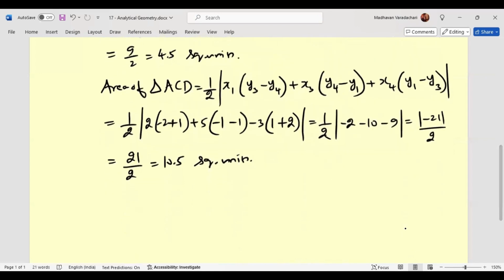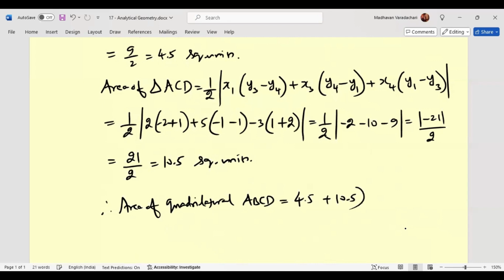Therefore, area of quadrilateral ABCD is equal to 4.5 plus 10.5 square units, which is 15 square units. So that is the solution for this particular question.